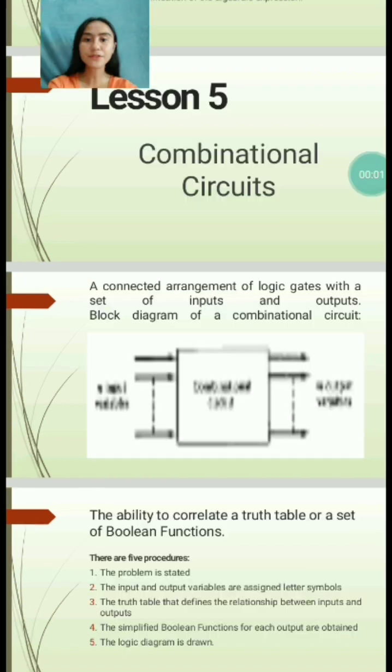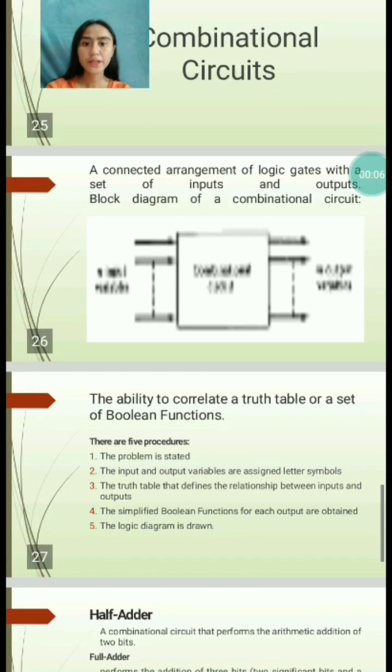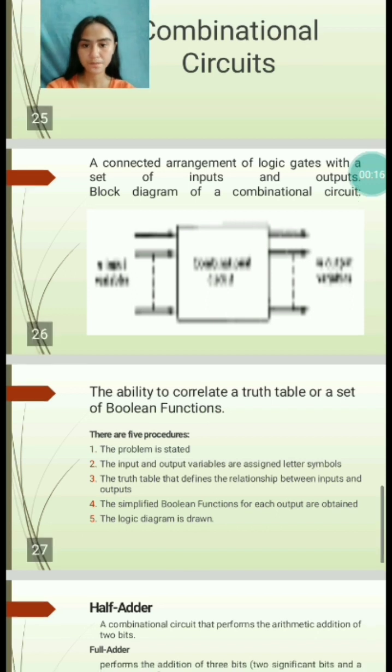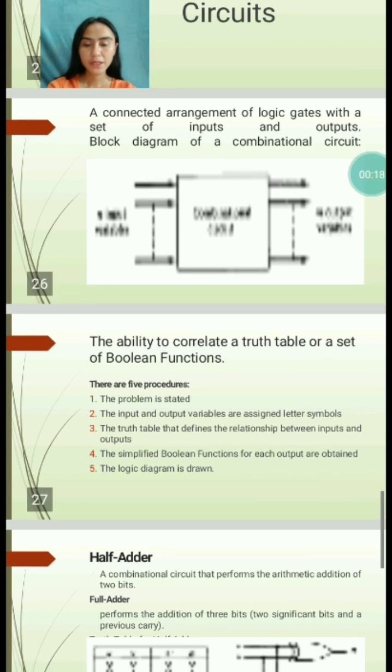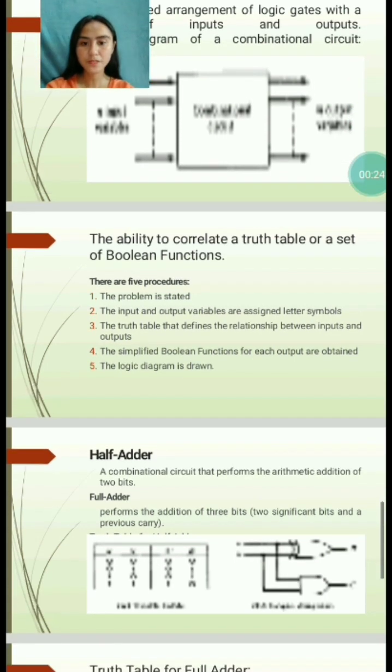algebraic expression. In lesson 5, it's all about combinational circuits. A connected arrangement of logic gates with a set of inputs and outputs. Block diagram of a combinational circuit. The ability to correlate a truth table or a set of Boolean functions. And there are 5 procedures.